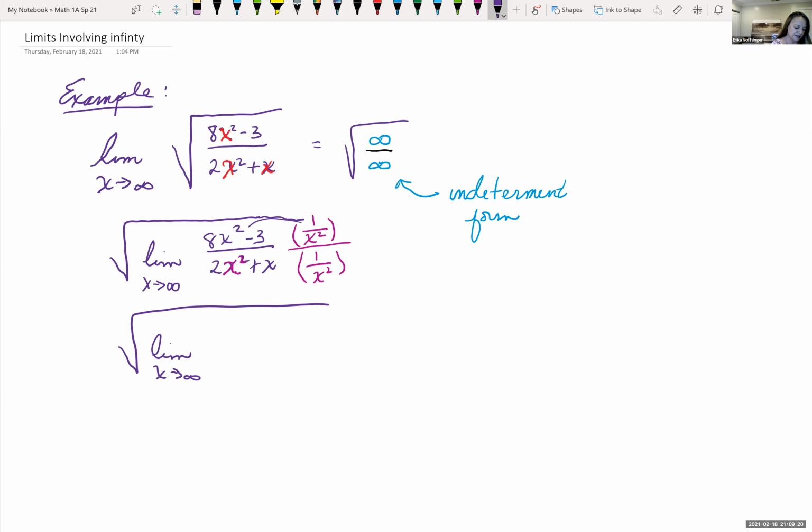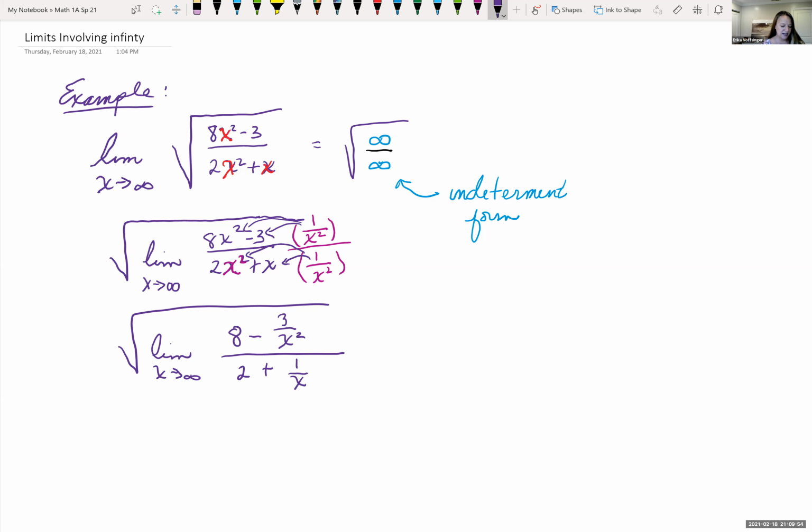So distributing, 8x squared all over x squared: our x squareds cancel and we're just left with an 8. Minus 3 times 1 over x squared, well, that's 3 over x squared. All divided by, let's distribute, 2x squared all over x squared cancels, leaving us with 2 plus an x divided by x squared. Using rules of exponents, that simplifies down to 1 over x.